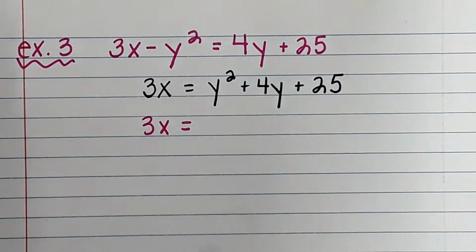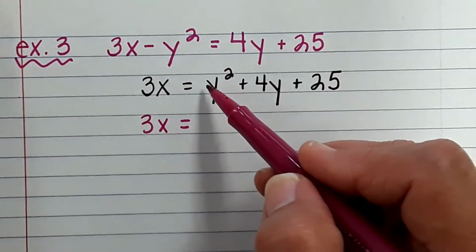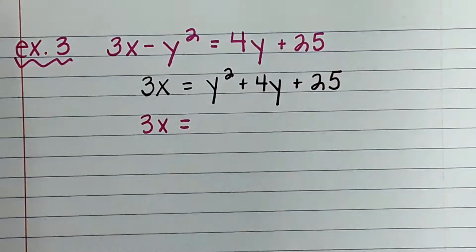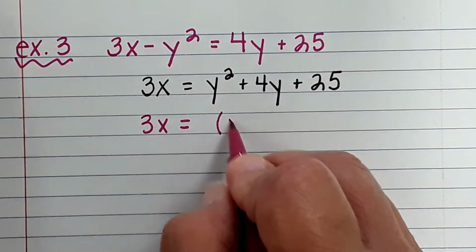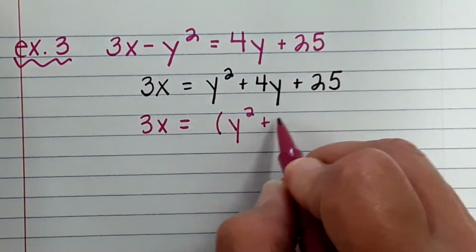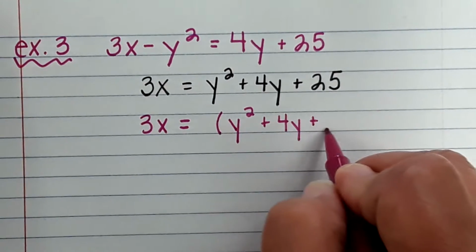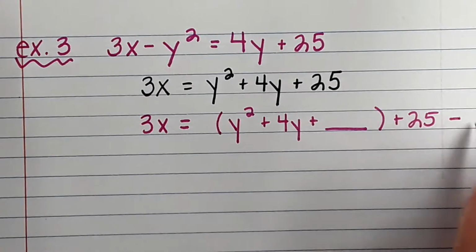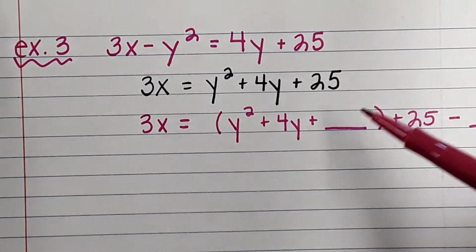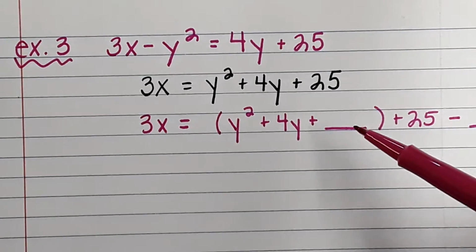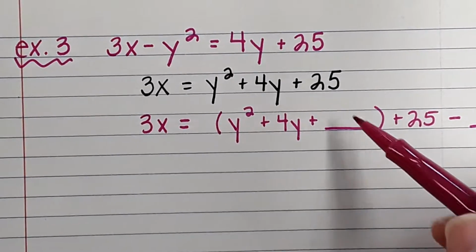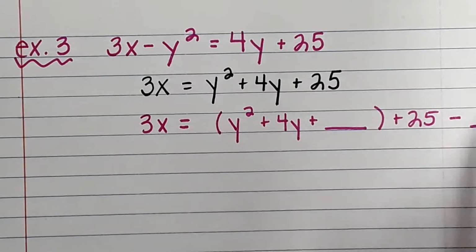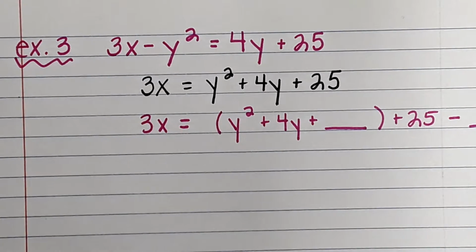And now, just like yesterday, we're going to complete the square. Since there's no number in front of the y, we don't have to pull anything out. And it just becomes y squared plus 4y plus blank plus 25 minus blank. Remember what I said yesterday? When you go to complete the square, the inside of the parentheses is always a plus blank. The outside of the parentheses is always a minus blank. And this is when you're completing the square all on one side.